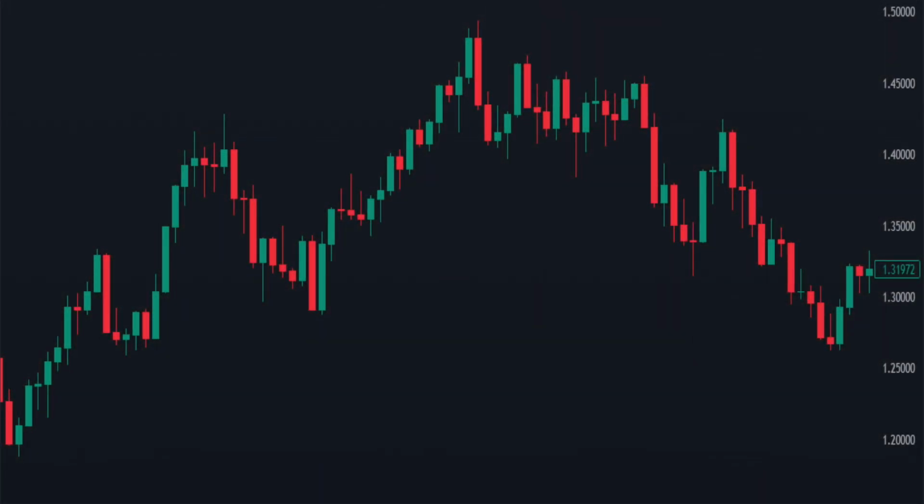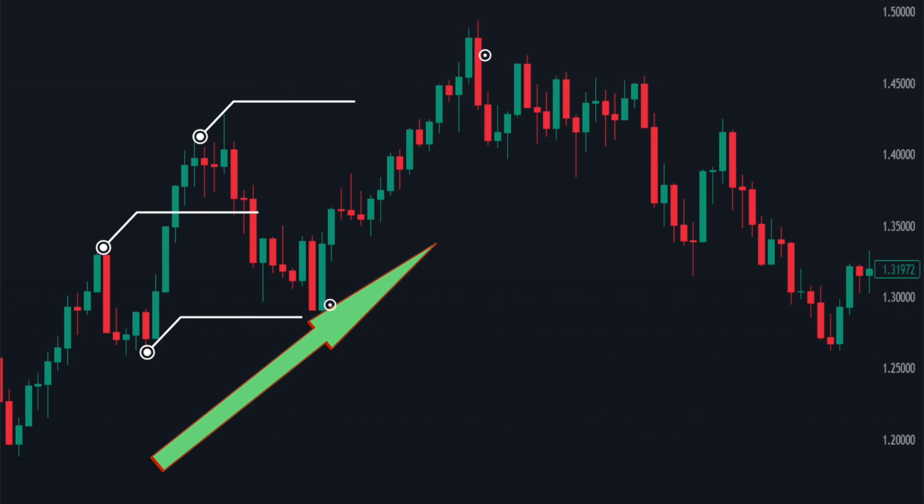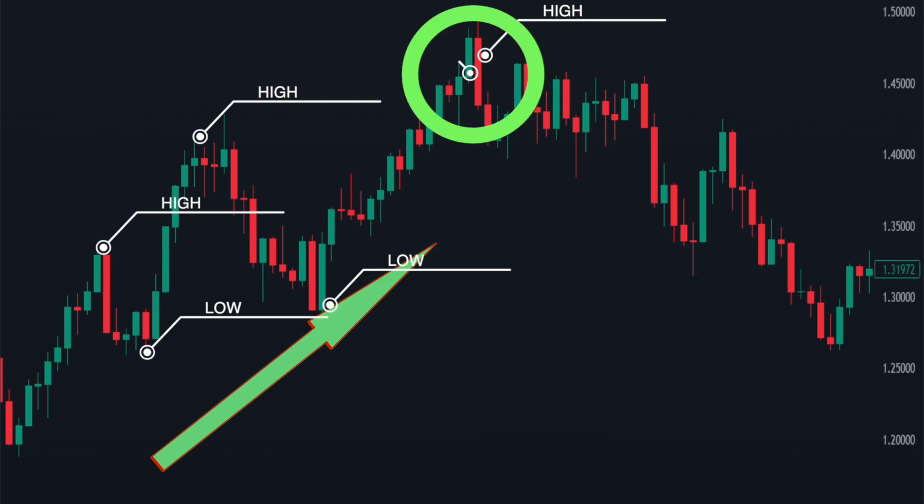Check this chart. You see we have an uptrend right here. After reaching the 3rd high, the price printed a bearish engulfing candle, which is a strong signal for reversal. But we will not place our short position yet. We will wait for confirmation that it is now entering the downtrend.